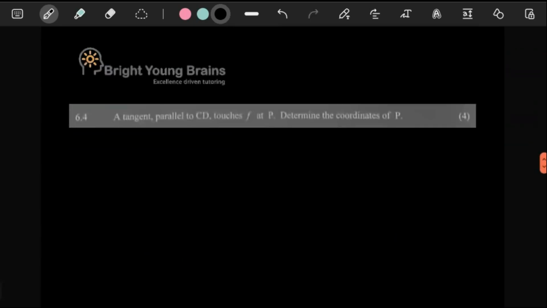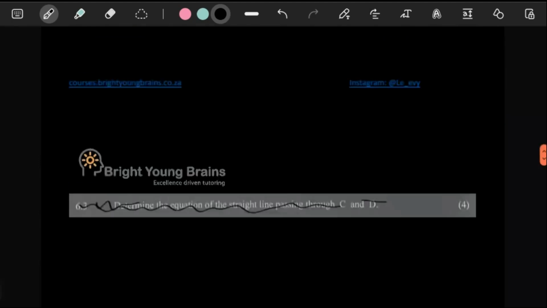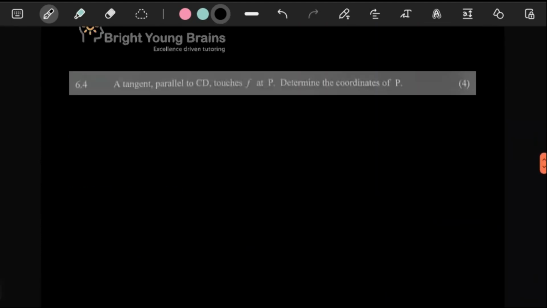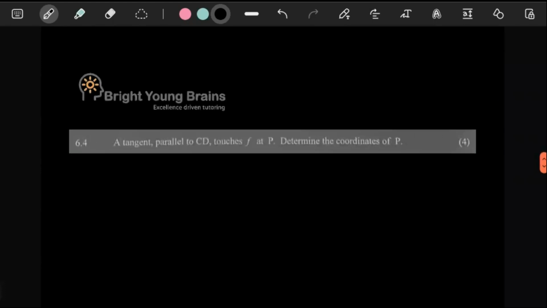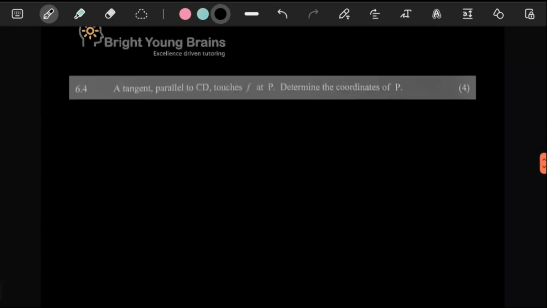Hey. Yeah, it says here 6.4, we need the equation of the tangent parallel to CD that touches F at P. Determine the coordinate of P. Well, the easy thing is that with our parabola, let me actually redraw our parabola here nicely. So with our parabola, this is the big idea. This is what our parabola looks like.